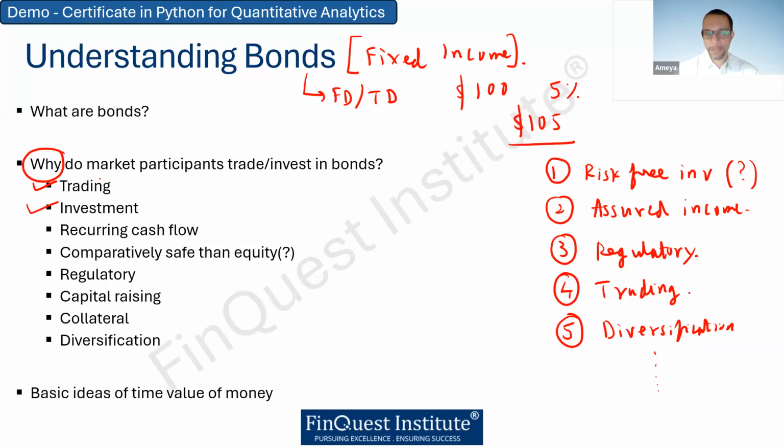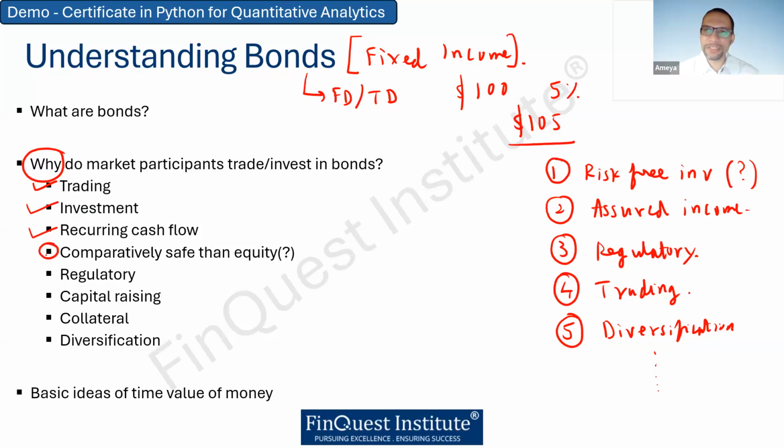your principal as well. Recurring cash flows: especially if you need periodic cash flows to come in, bonds can give you specific coupons. Typically, 6 monthly is a very common frequency for bonds, and you will keep on receiving interest payments. Comparatively safer than equity. I put a question mark here because not every bond will follow this particular idea.